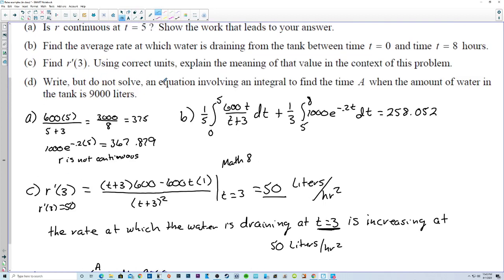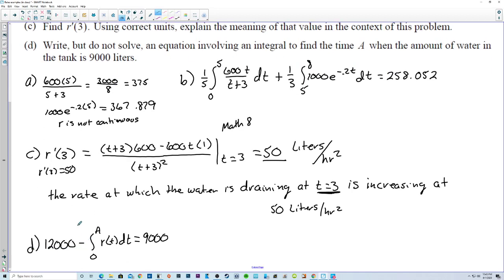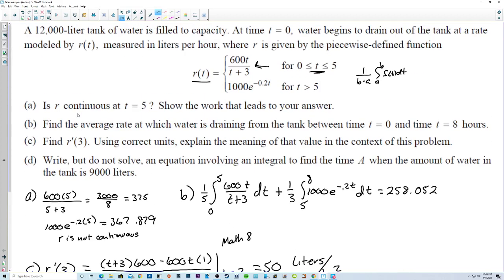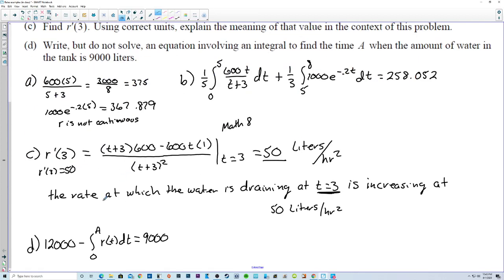Letter D, do not solve an equation involving an integral to find the time A when the amount of water in the tank is 9,000 liters. So we start with 12,000, that's given, a 12,000 liter tank. And we're going to subtract out the displacement, and we want to know when that will end up being 9,000. So that's the unknown right there.